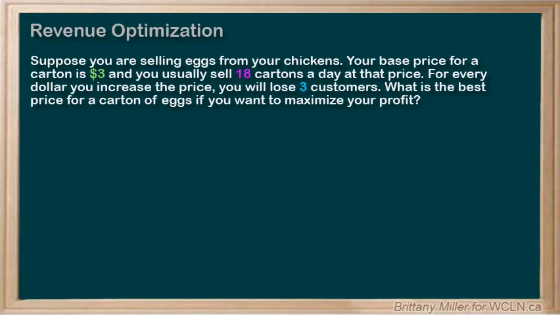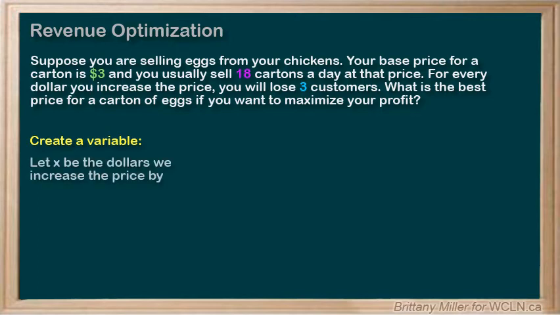Okay, so step 1 in these problems is always going to be creating a variable. So let's think about what we can change in this situation. Well, we have control over the price of the eggs. So, let X be the number of dollars that we increase the price.